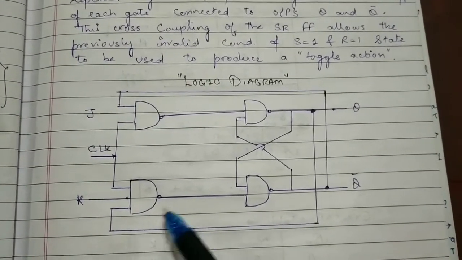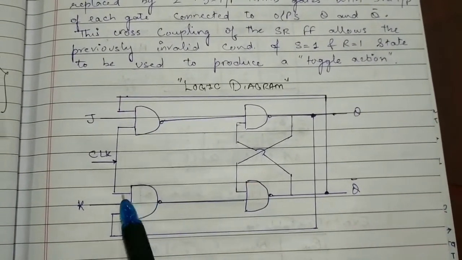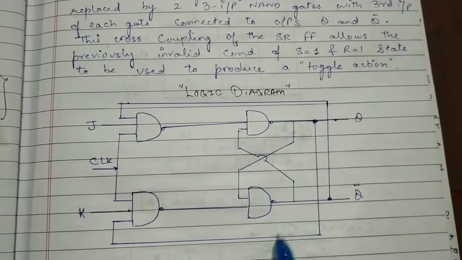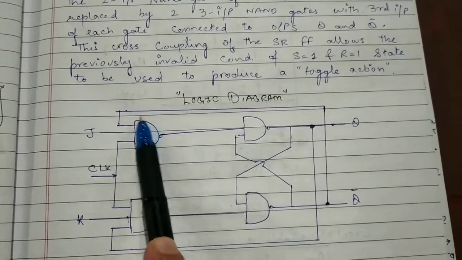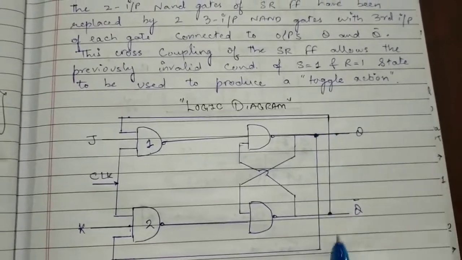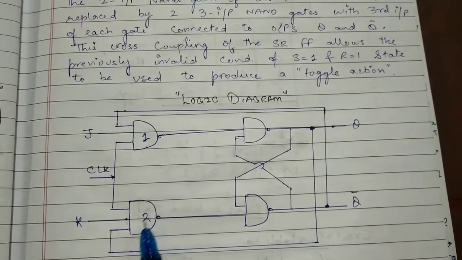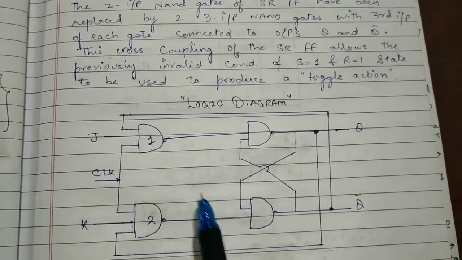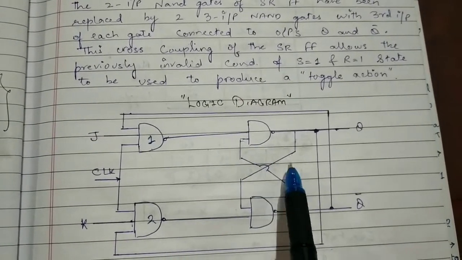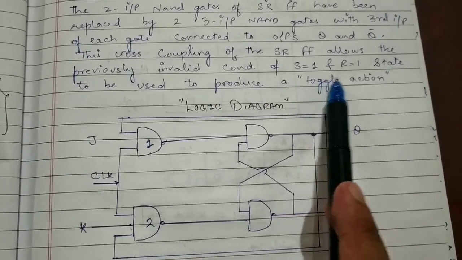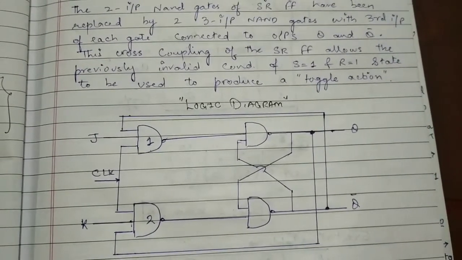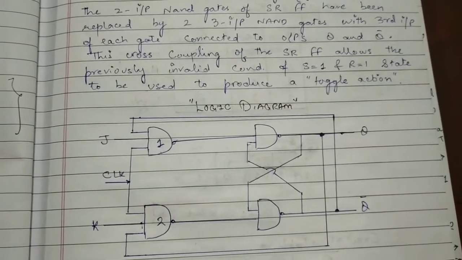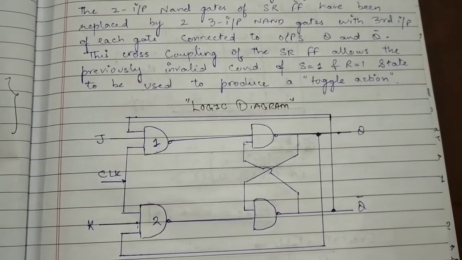In the JK flip-flop we have two 3-input NAND gates where the third input of each NAND gate is connected to the output. Like for this NAND gate 1, the input is connected to Q bar, and for NAND gate 2, the input is connected to Q. This cross coupling produces a toggle action when J is equal to 1, K is equal to 1.